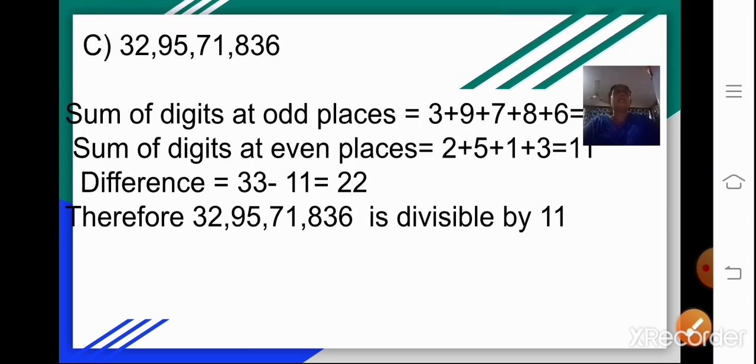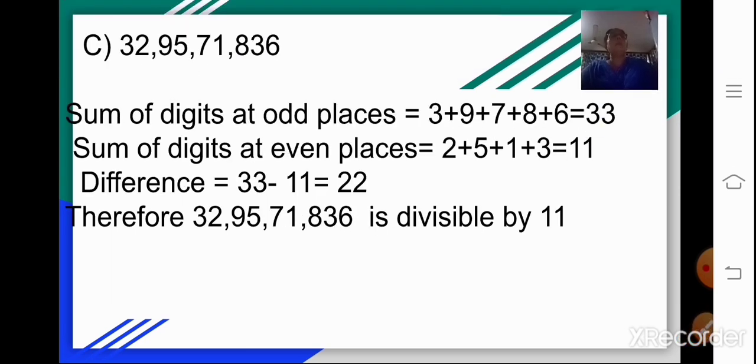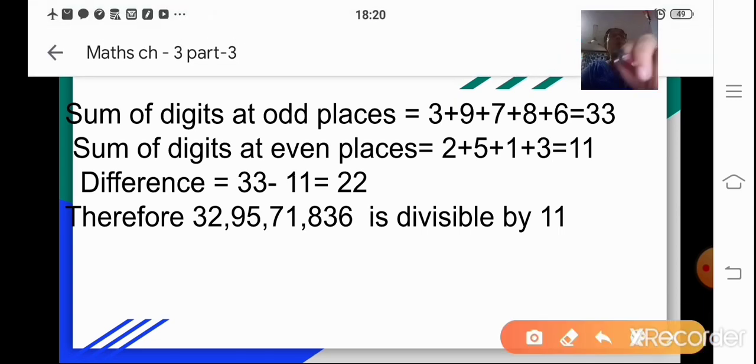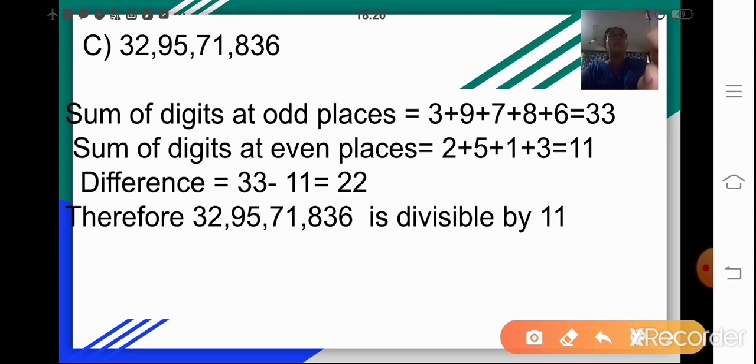Now based on this, one more sum based on divisibility of 11. Now 32 crore 95 lakh 71,836. Now here the digits at the odd places. Which are the numbers in the odd places? First number 3, third number 9, fifth number 7, seventh number 8 and eighth number 6. Okay, so 3 plus 9 plus 7 plus 8 plus 6 will give you 33.